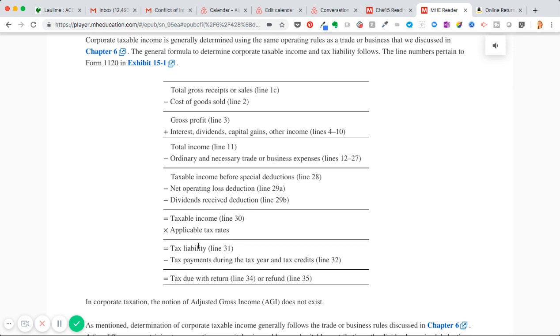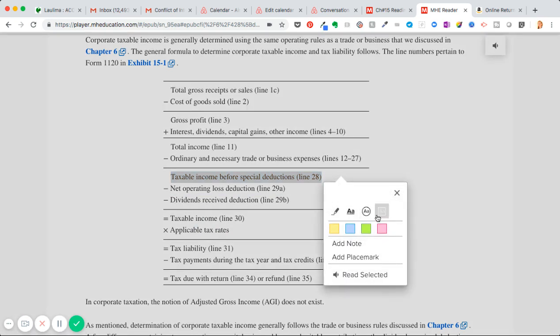In the corporation, there is no adjusted gross income. So they kind of, again, approach this comparing it to the individual. Instead, we have total sales minus cost of goods sold, which we have with products. That equals our gross profit. Then we add in all other types of income and then minus out all other types of expenses. And that gets us to taxable income before special deductions.